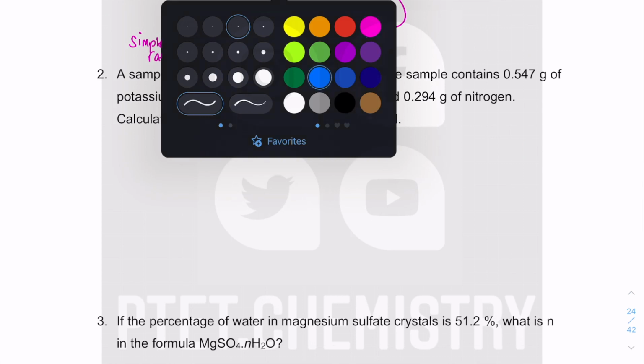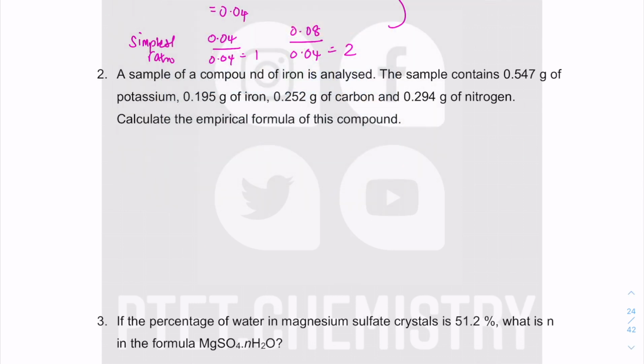So if I change the color of the ink here, you have a compound of iron, and this compound contains this much mass of potassium. So if I have potassium, which is symbol K, iron, which is symbol Fe, and this is 0.195 gram, this is 0.547 gram. The whole reason of me not writing down the unit is because I have an entry where I write down the label of what I'm doing.